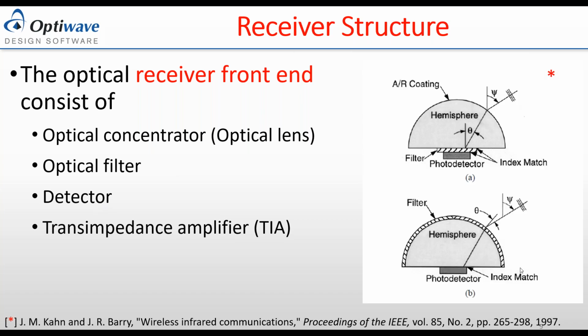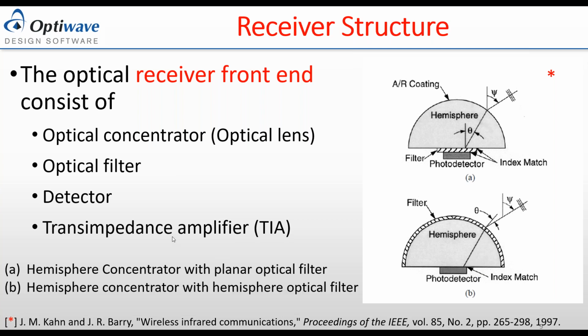The geometry here shows two examples of the receiver front end. In one of them, we have the lens, and the filter is called a planar filter, sitting just above the photodetector. Or you may have, for example, a hemisphere-shaped filter, which is placed on the lens, with the detector under the lens.